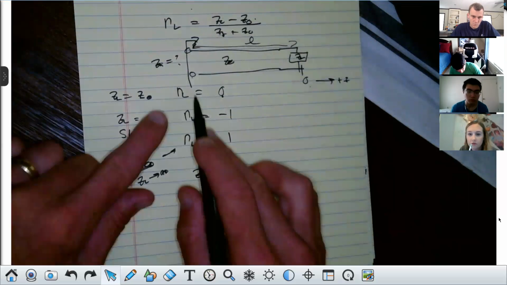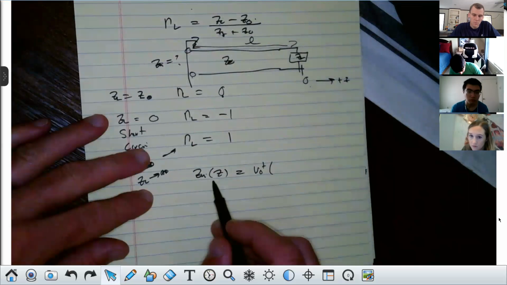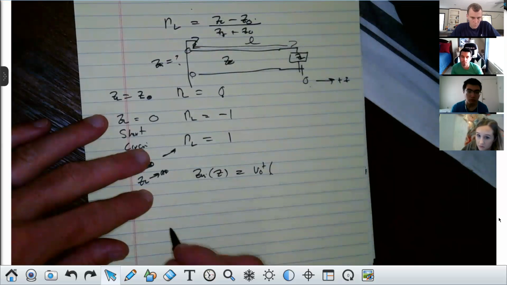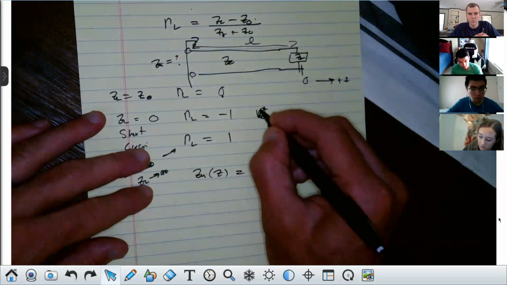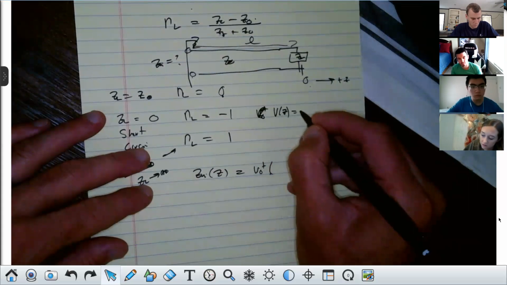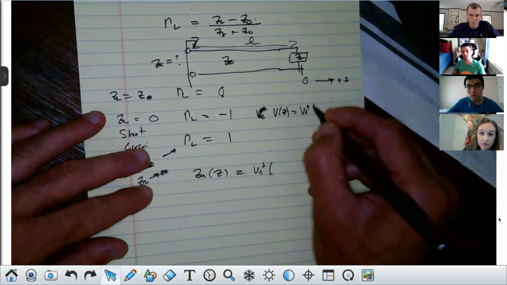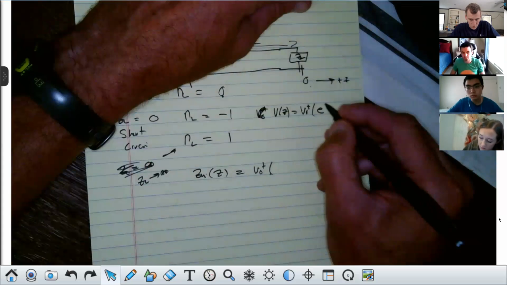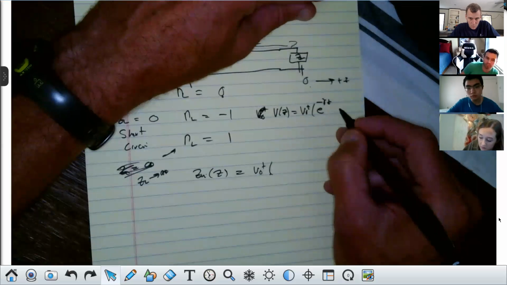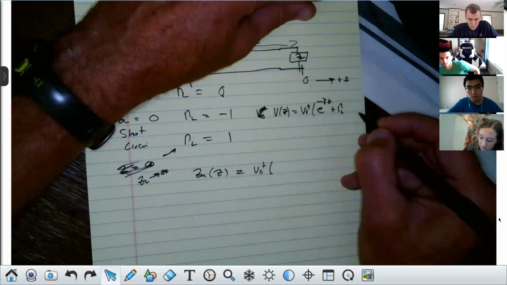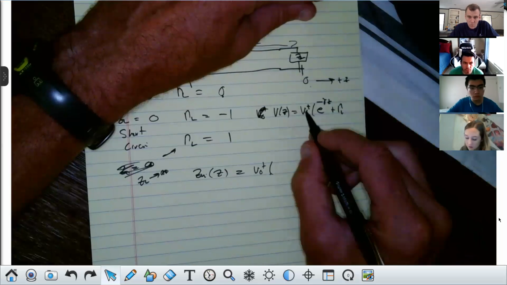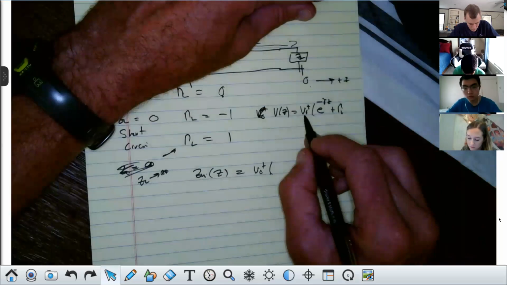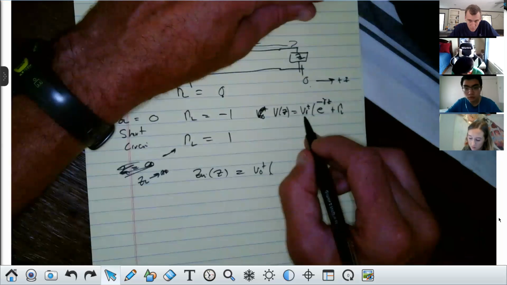Because we got the reflection coefficient, before I get back to this, let me just mention this. Now our equations for V of z are equal to V0 plus e to the minus gamma z, and then you can put the reflection coefficient at the load in here times, remember, reflection coefficient at the load times V0 plus is V0 minus.